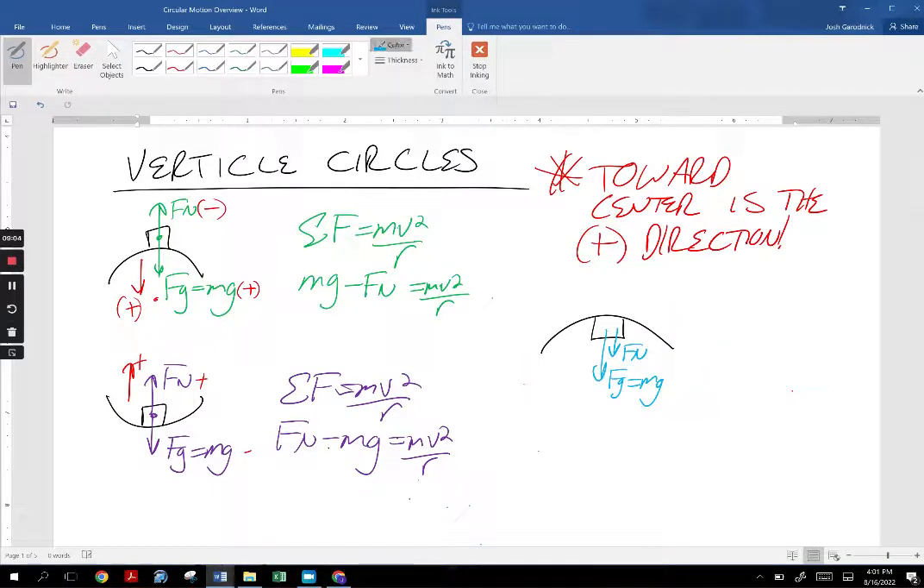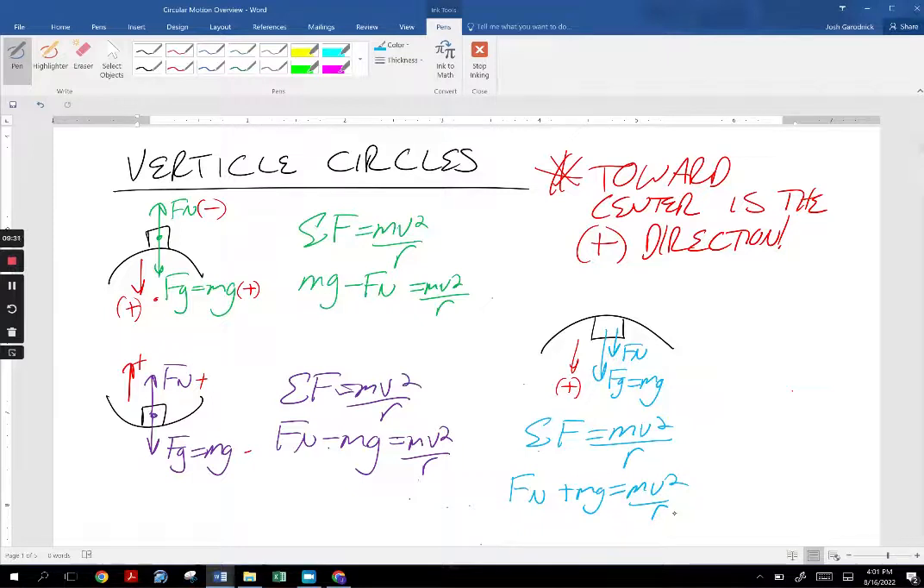I would like to add that toward the center of the circle is positive, which means both of these forces are positive. Fascinating. So I'm going to sum the forces that cause this mass to move in a circle. They both are towards the center, so it's Fn plus mg equals mv squared over r. And that's basically our vertical circles.